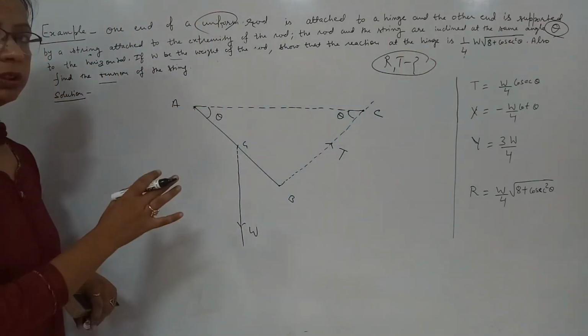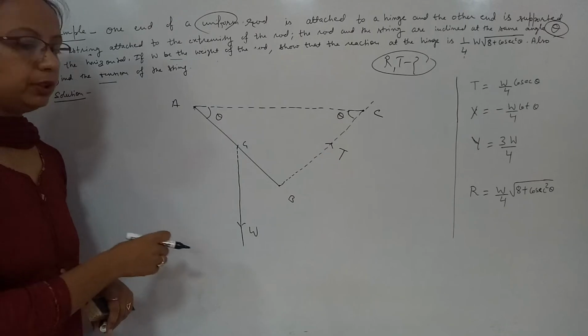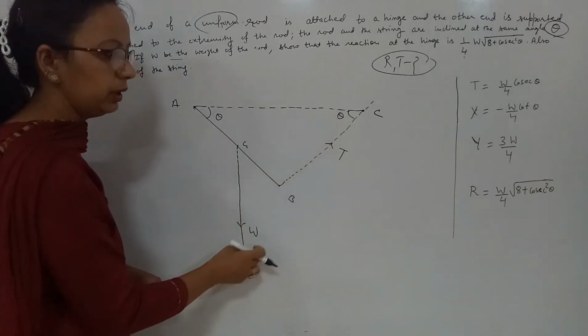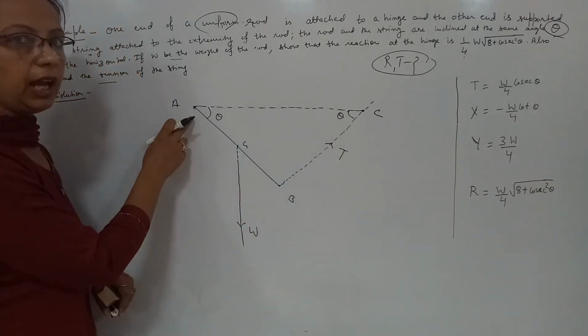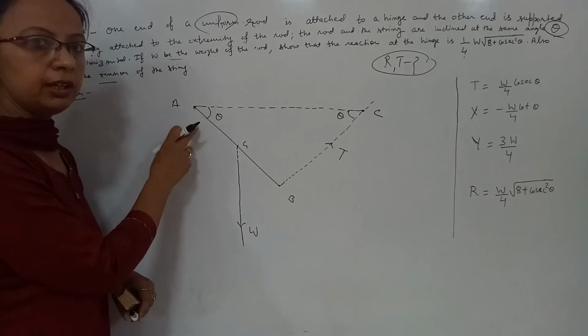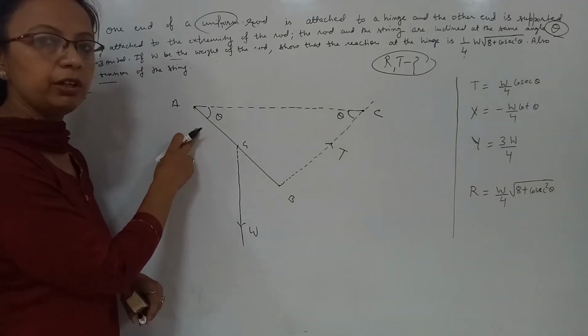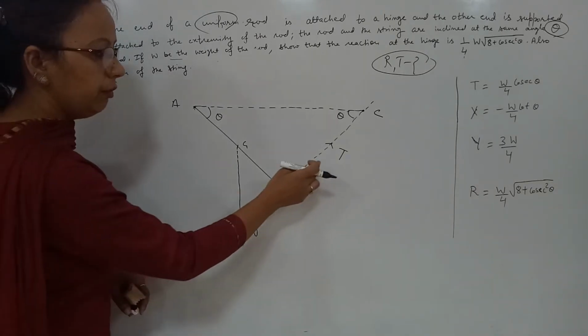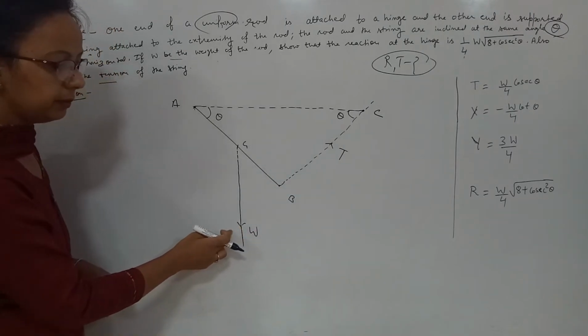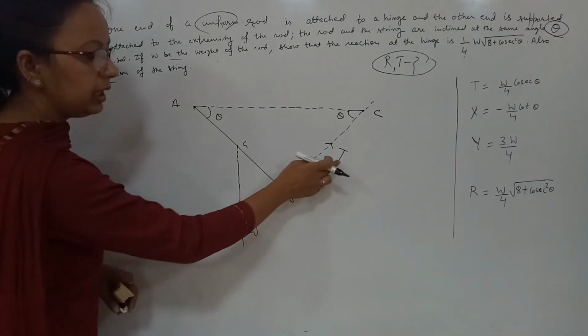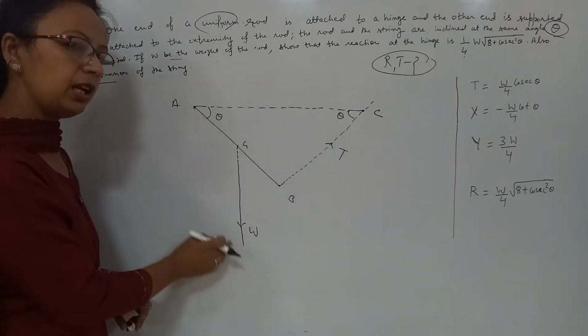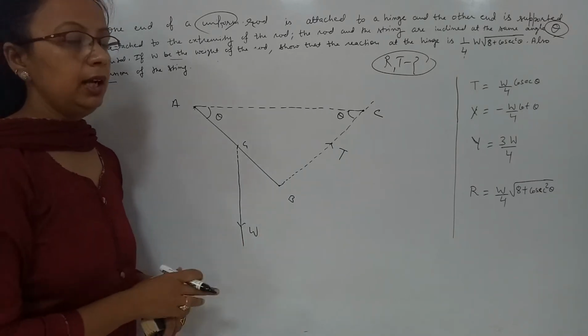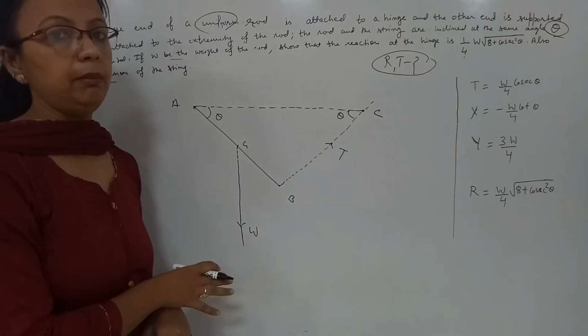Now we can do this question by the first method also, because we have two forces already, W and T, and we have to draw the reaction at the hinge here. Since the reaction is at the hinge, it will be adjustable. We'll produce T here backward, and where W and T intersect, the reaction will pass through the same point. But I am doing this question here by the second method.